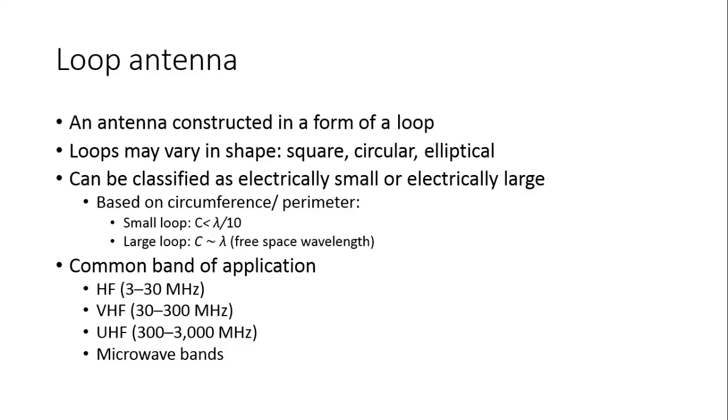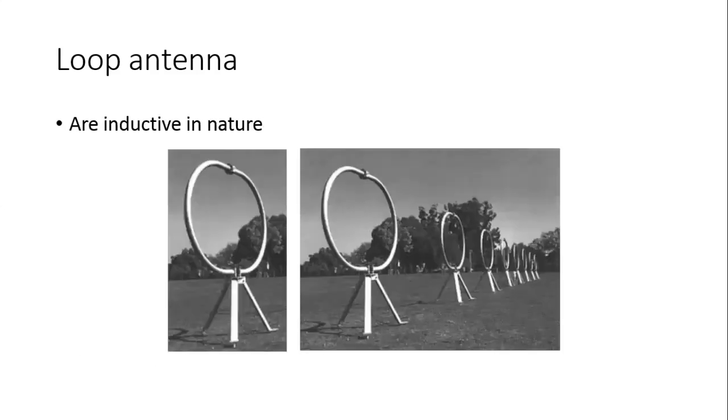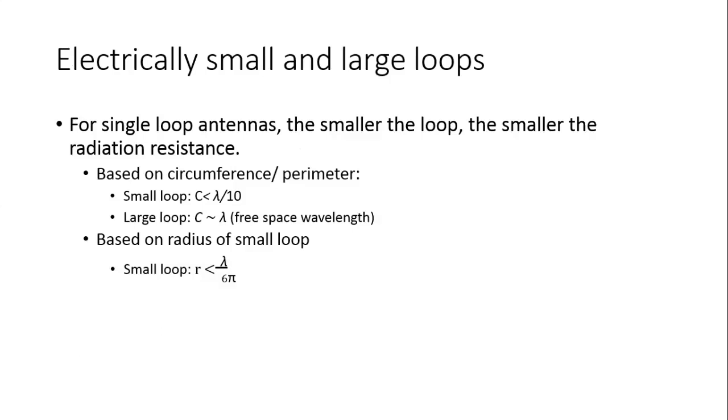Based on circumference or perimeter, for a small loop C is less than lambda by 10, and for a large loop C is approximately lambda, that is the free space wavelength. Common bands of application are HF 3 to 30 megahertz, VHF 30 to 300 megahertz, UHF 300 to 3000 megahertz, and microwave bands. Loop antennas are inductive in nature, and there are different shapes. So, electrically small and large loops. For single loop antennas, the smaller the loop, the smaller the radiation resistance.